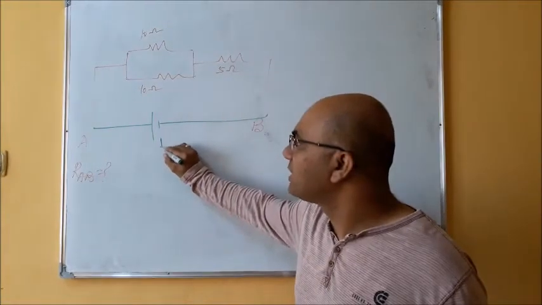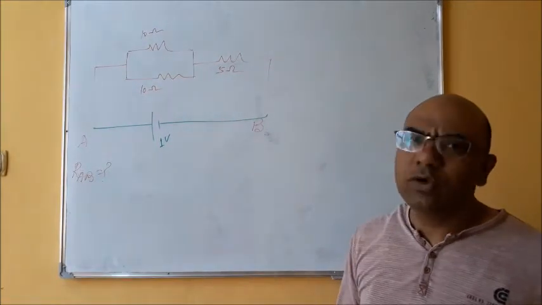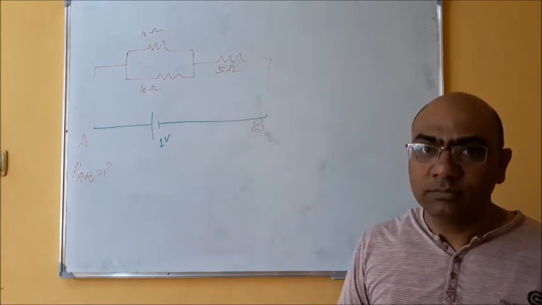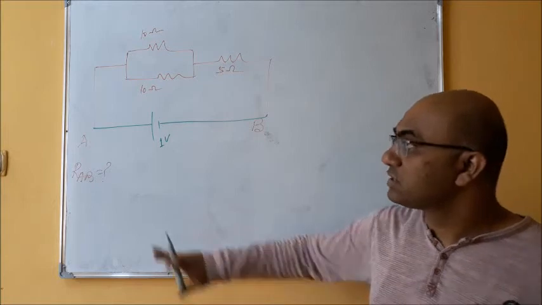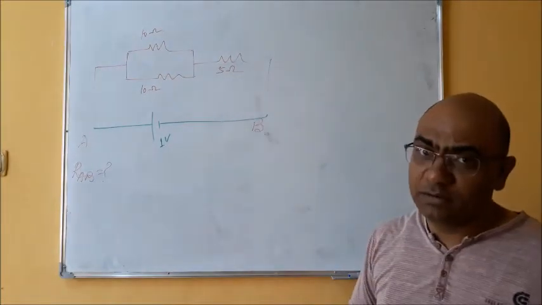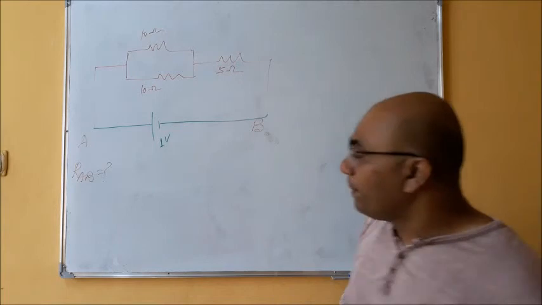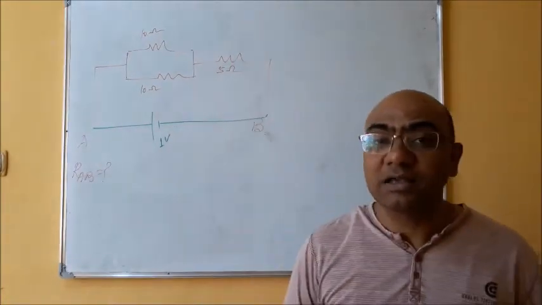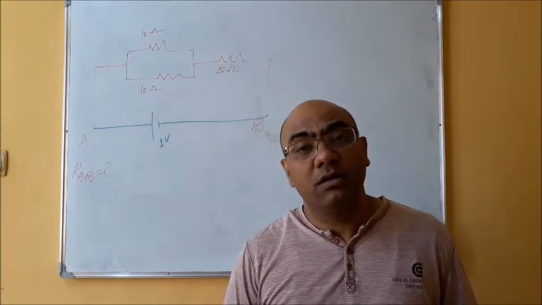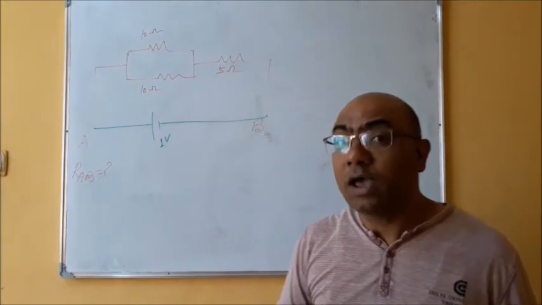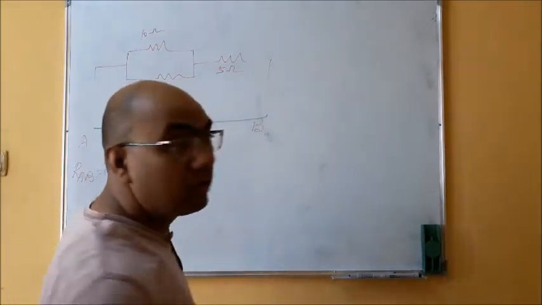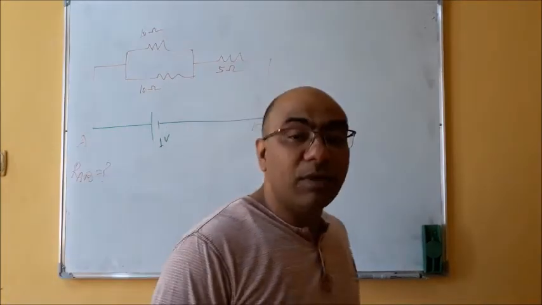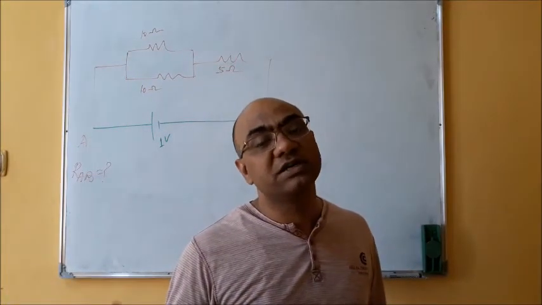For example, this is 1 volt. You can take any value of the voltage source. I am taking a 1 volt battery, a 1 volt voltage source connected between A and B. Now, you start applying the concept which I have told you in the video class on KVL and KCL, Kirchhoff's voltage law and Kirchhoff's current law.